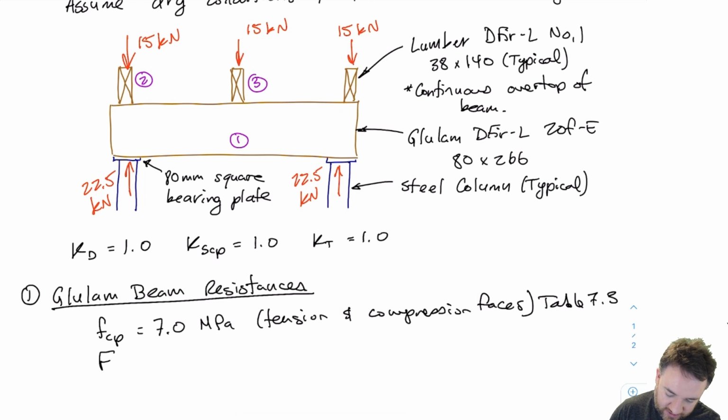Okay, so then I can calculate my capital FCP, which is my modified strength, which, if we recall, is modified by KD, KS, and KT.